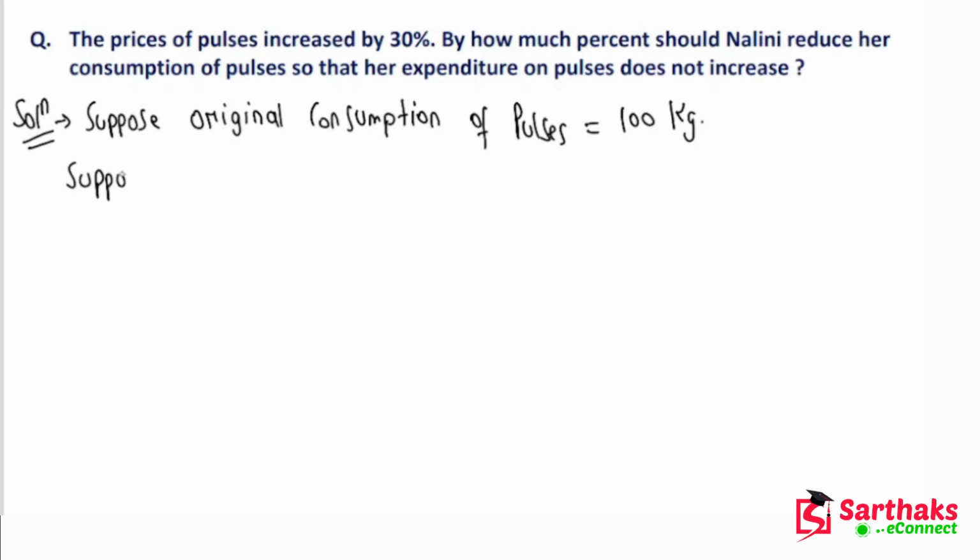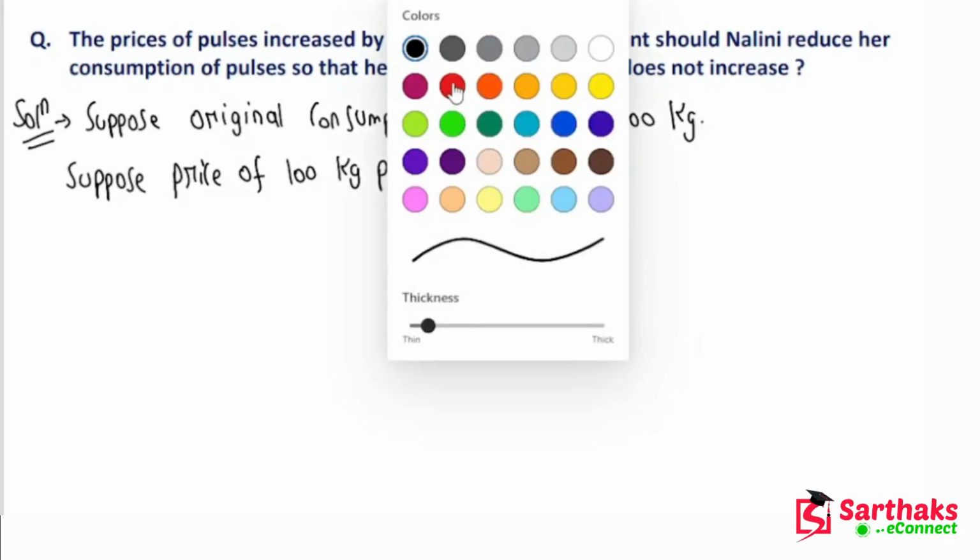So now we have to suppose the price, because price is the only thing which is increased, and consumption will be the thing which will be decreased. Okay, so suppose price of 100 kg pulses equals rupees 100, right? Suppose price of 100 kg pulses is equal to rupees 100. Okay, then that was the previous price. Now the prices have increased by 30%. So what are the new prices? So let us write the new prices.